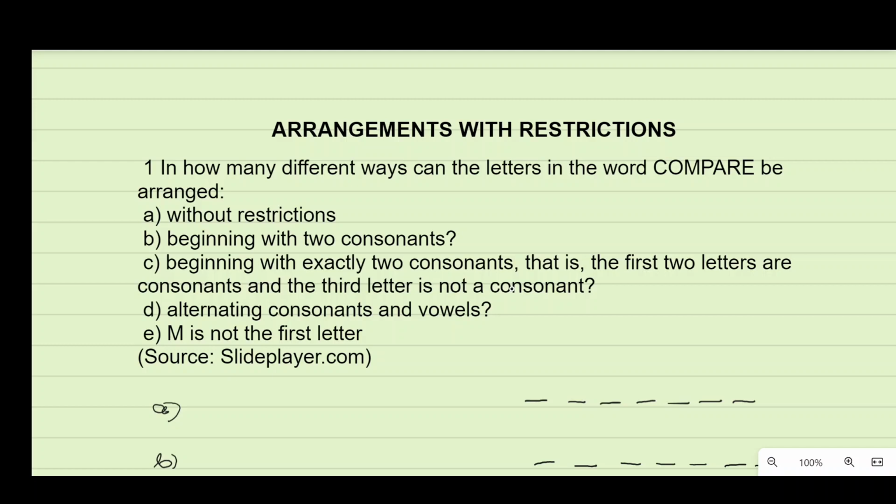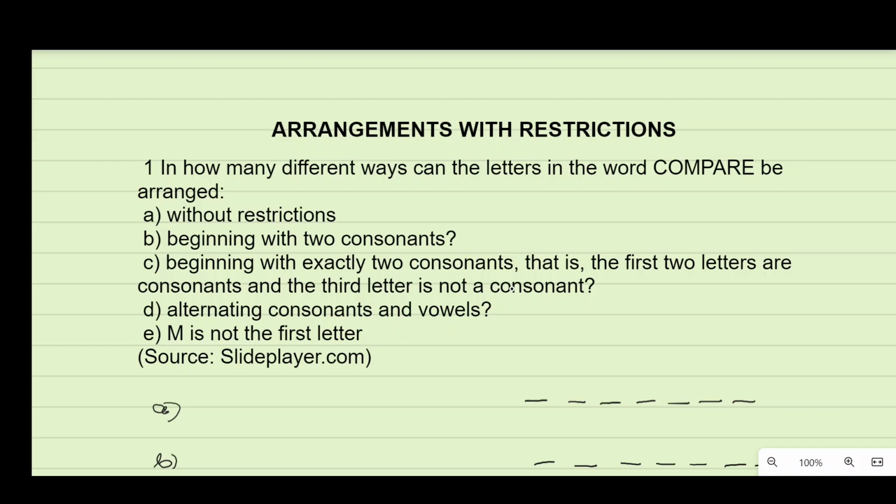In the last class, we discussed arrangements of letters or digits when repetition is allowed or not allowed, and also learned to use the factorial notation. Today, we are going to see arrangements with restrictions. Let's see one example. In how many different ways can the letters in the word compare be arranged?